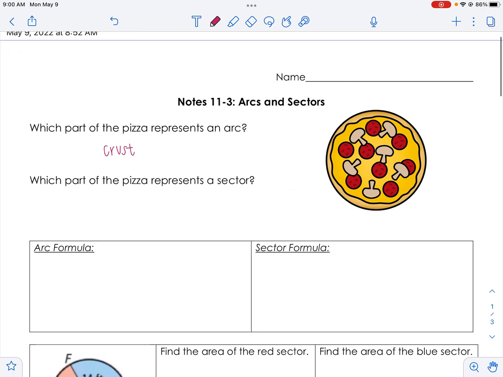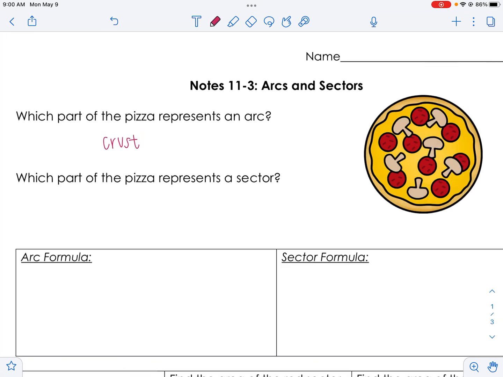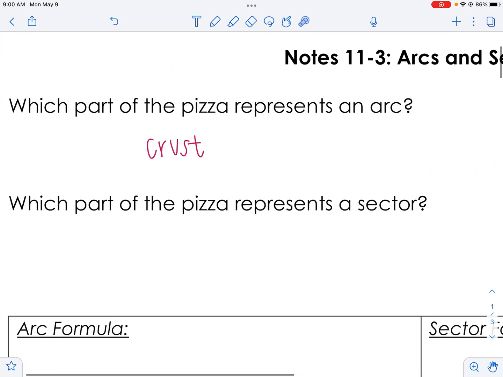The part of the pizza that would be the sector would be like the actual part inside. So that would be like a slice of it. People like to think of a sector almost like a triangle, but it's not quite a triangle. It's more like a slice of the pizza with that curved edge. So just remember: arc, crust; sector, slice.